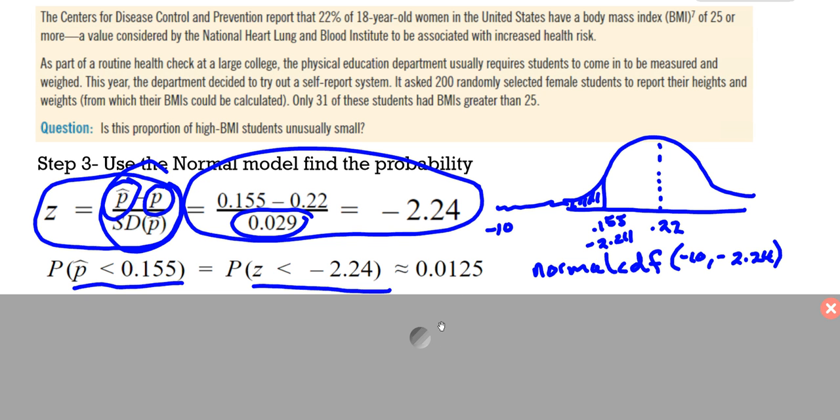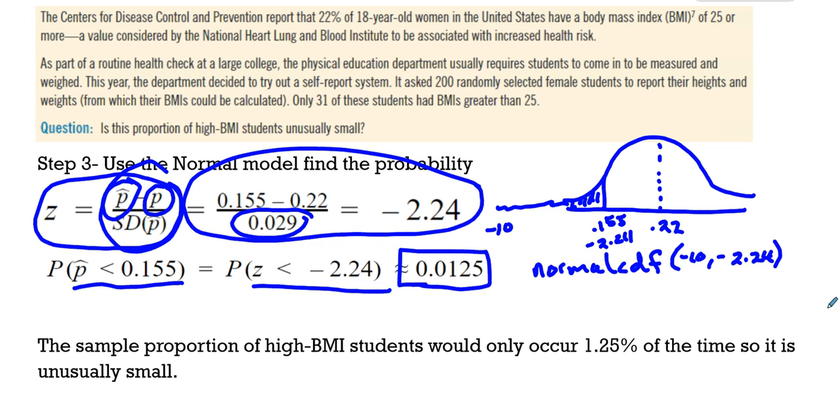So our conclusion, remember, this doesn't tell anybody anything, right? Because nobody's going to understand that. If you say, is this proportion of high BMI students unusually small, and you say 0.0125, that's not going to mean anything to anybody unless they're looking at the same statistics you are. So make the conclusion. The sample proportion of high BMI students would only occur 1.25% of the time. So it is unusually small, right?